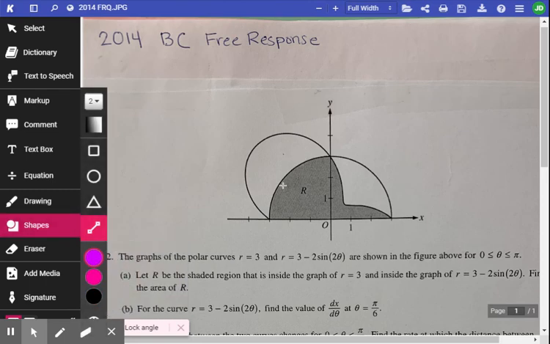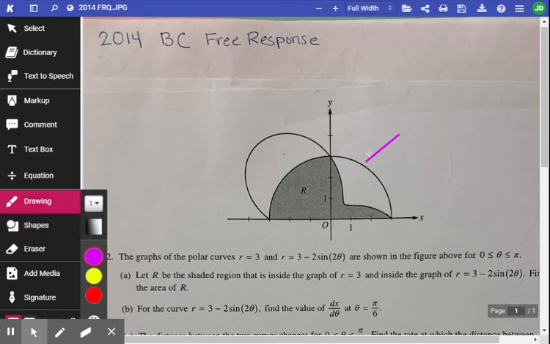Okay, so we've got the two curves. Again, when I start this, I'm always going to point out to myself which is which. I'm going to point out that this is r equals 3, and this, that goes like this, and here, is r equals 3 minus 2 sine 2 theta. So to keep track of what's what.